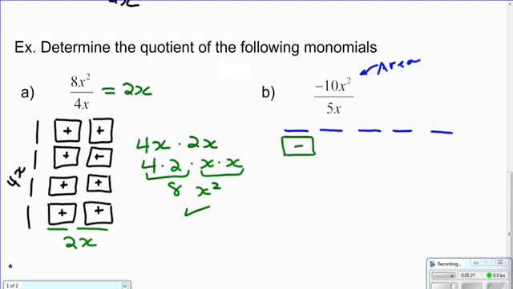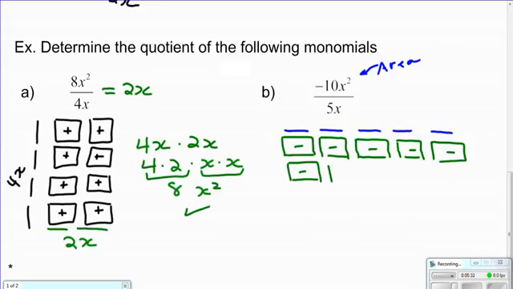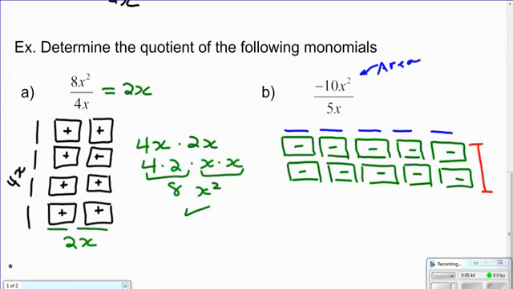So there's 1x squared, and I'm just going to put a negative sign inside it to show that it's negative. So there's 5 negative x squareds, pardon me. There's 10 negative x squareds. And if we look at the side length, we have a length of 2x. And a negative divided by a positive will give us a negative. So the other length is negative 2x.